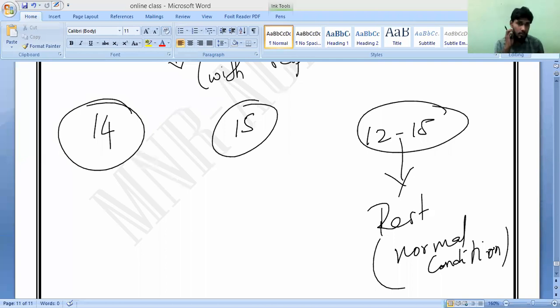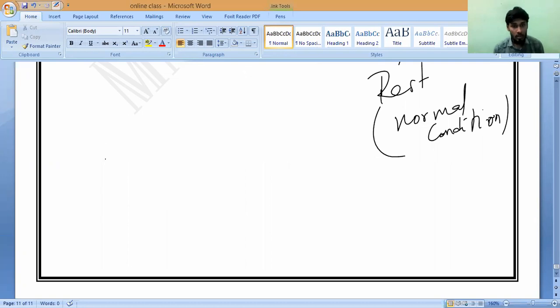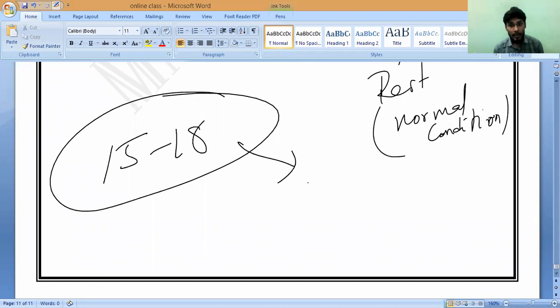So that is what you should remember. The average breathing rate in an adult man at rest is 15 to 18 times per how much time? Per minute. This is the range per minute.